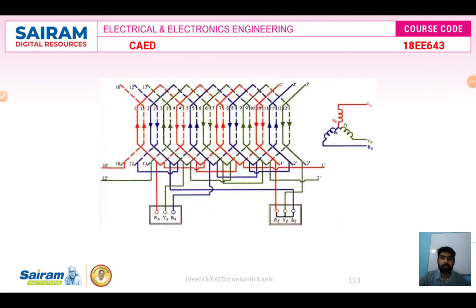This is the diagram after drawing by using AutoCAD software. So RS, YS, BS is the starting, I mean the starting of this one winding, and then RF, YF, BF is the finishing of the winding. So this is a star connection.